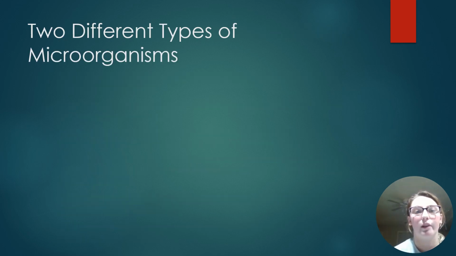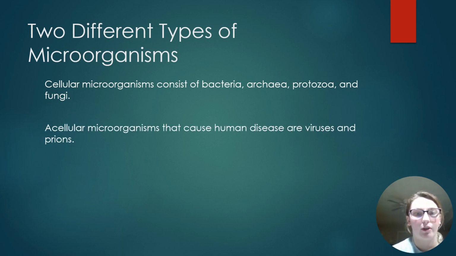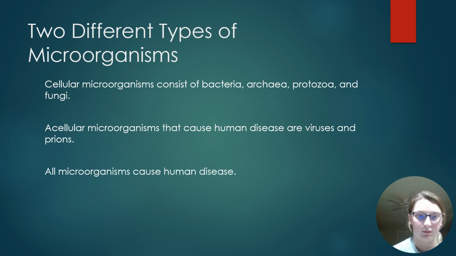Two different types of microorganisms. Cellular microorganisms consist of bacteria, archaea, protozoa, and fungi. Acellular microorganisms that cause human disease are viruses and prions. All microorganisms cause human disease.